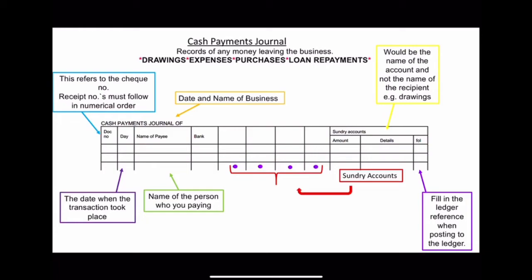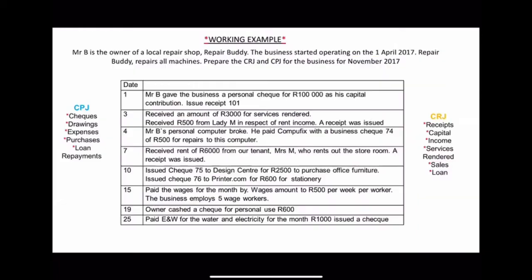Okay, so we're going to work through a working example, and I'm going to explain how we would deal with each of the following transactions in the different journals, just to get an idea of how we deal with the different transactions. So let's just read the question quickly. It says, Mr. B is the owner of a local repair shop, Repair Buddy. The business started operating on the 1st of April 2017. Repair Buddy repairs all machines. Prepare the CRJ and the CPJ for the business for November 2017.